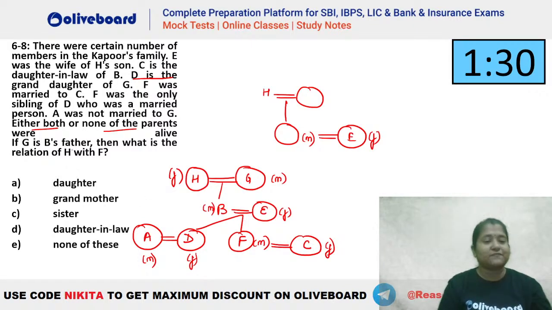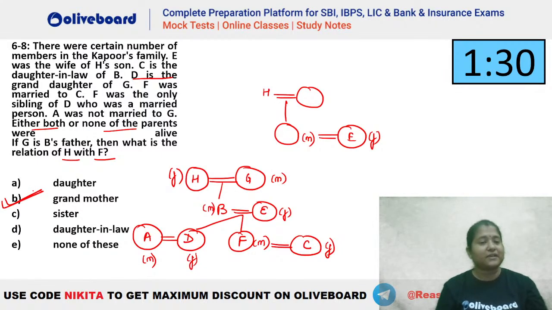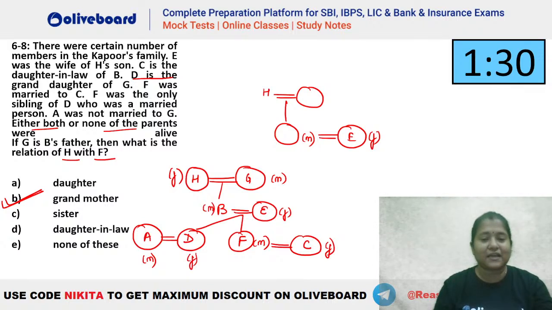Now the question is, if G is B's father, then what is the relation of H with F? So you can see H is the grandfather, right? So grandfather would be the right answer. Grandmother would be the right answer. Why? Because H is a female person. So H with respect to F will be grandmother. That is option number B. Are we clear, everybody? Please let me know if we have any doubts in here. Everybody clear? Both E and D are female. Yes, E and D would be female, Anto. That is right. Are we clear, everyone?